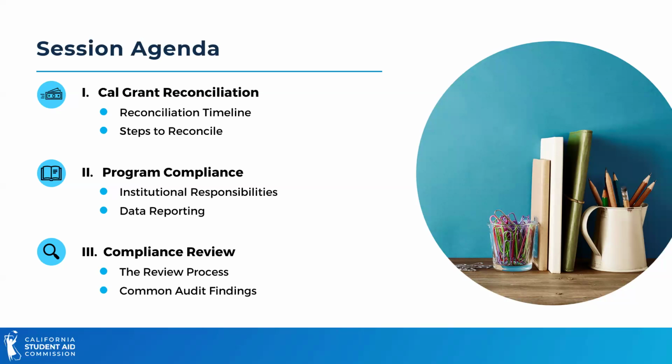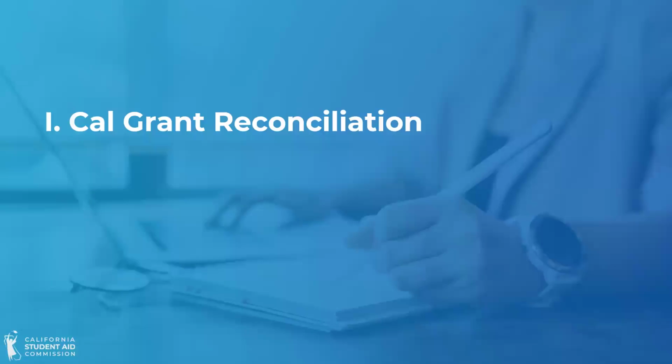All right, so after discussing reconciliation, we'll talk about program compliance, right? That's making sure that we are complying with statute around both federal and state laws as it concerns Cal Grant and other CSAC programs. And then we will discuss the compliance review process, aka the audit, right? We'll talk about what that audit process entails and some of the common audit findings.